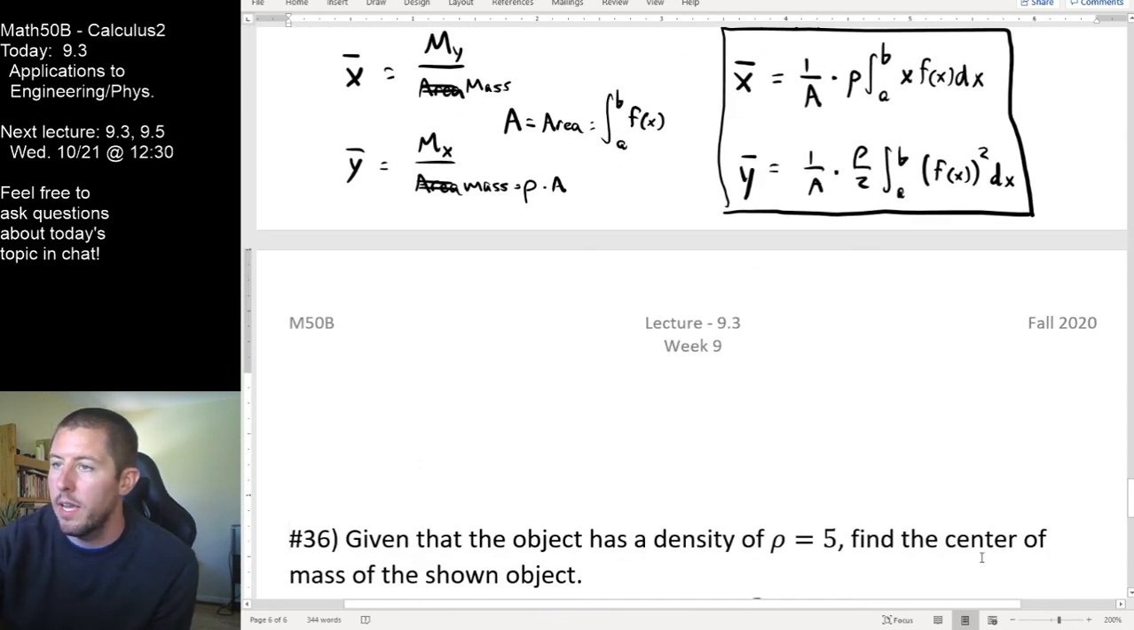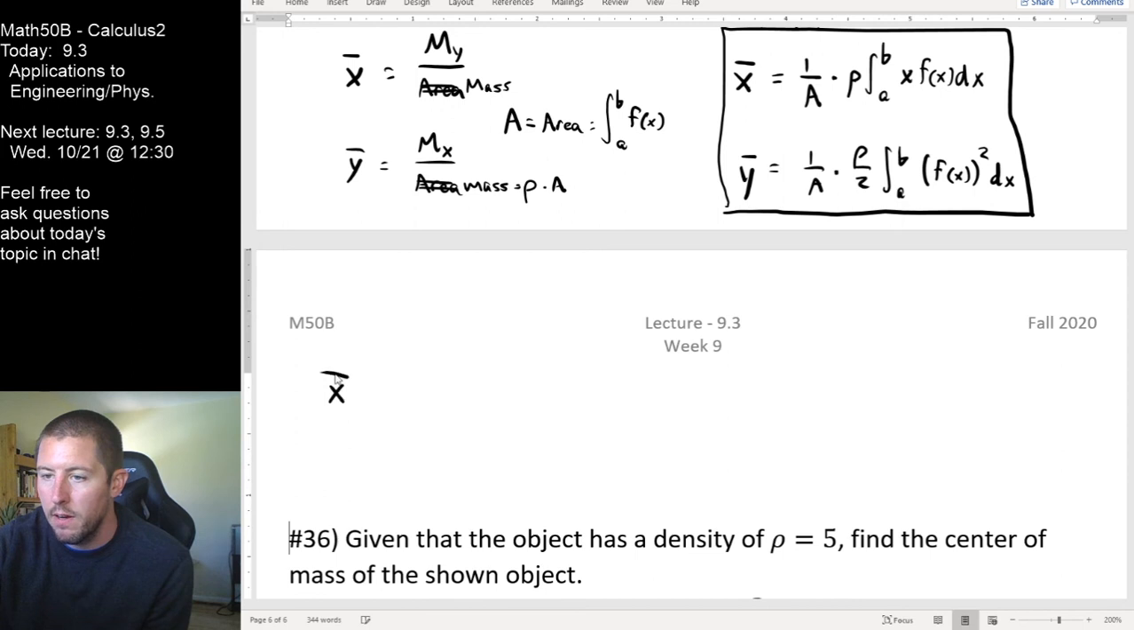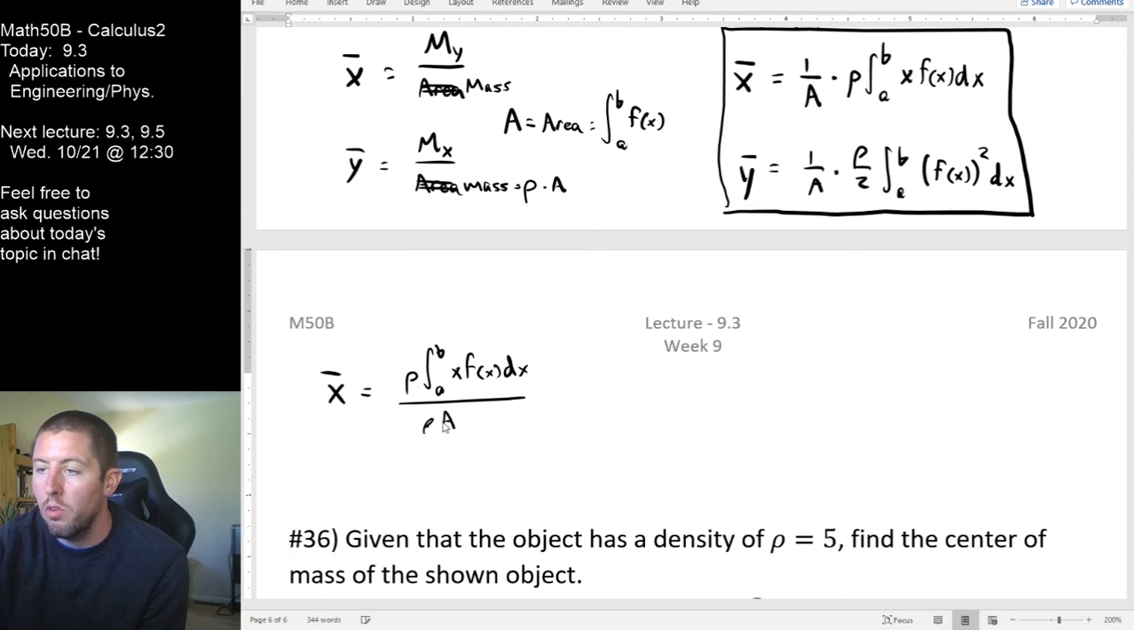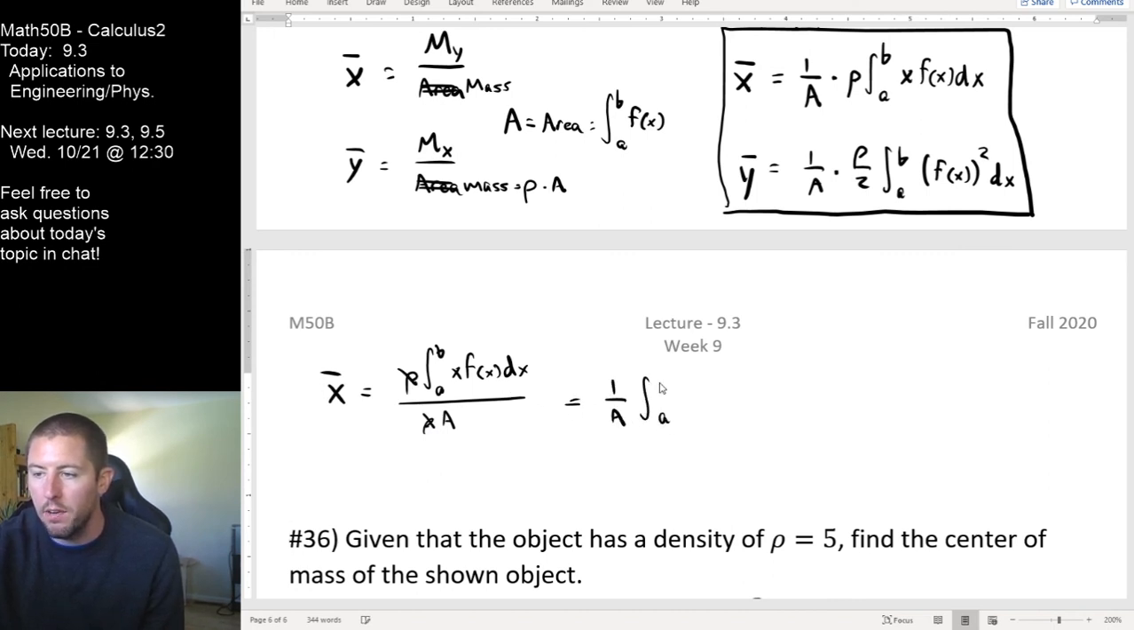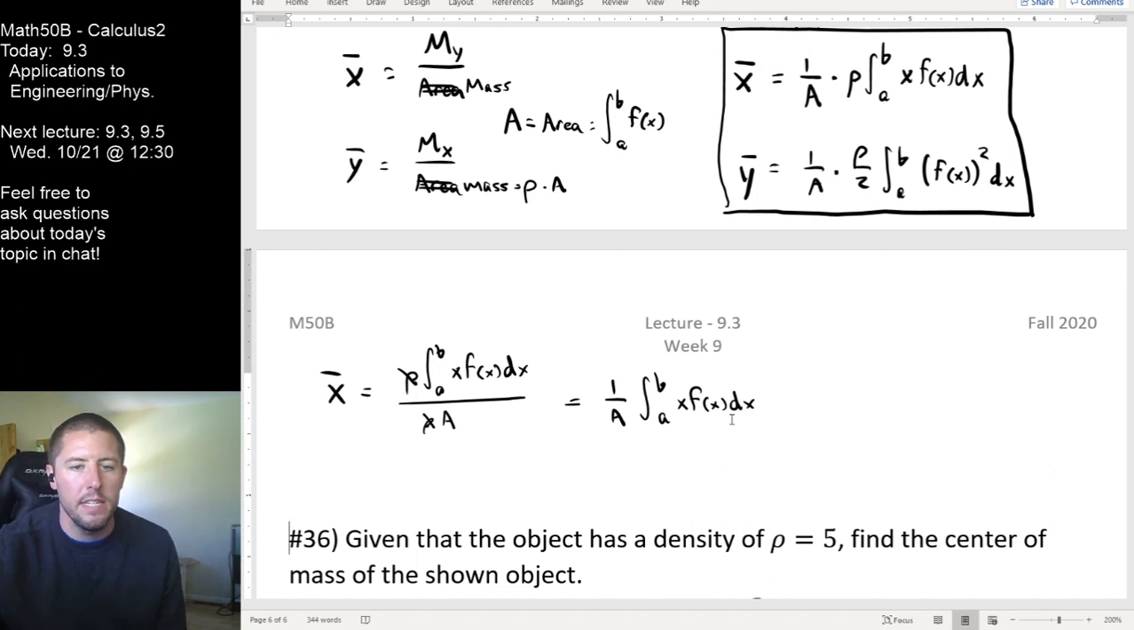So really what we want to say here is that x bar equals rho times the integral of x f of x dx over rho A. Rho times A is the mass of this thing. It's the density times the area. And those densities are going to cancel. And so I'm getting 1 over A times the integral from A to B of x f of x dx. And that makes sense because if the density is uniform everywhere, then the density shouldn't have an impact on where your center of mass is.